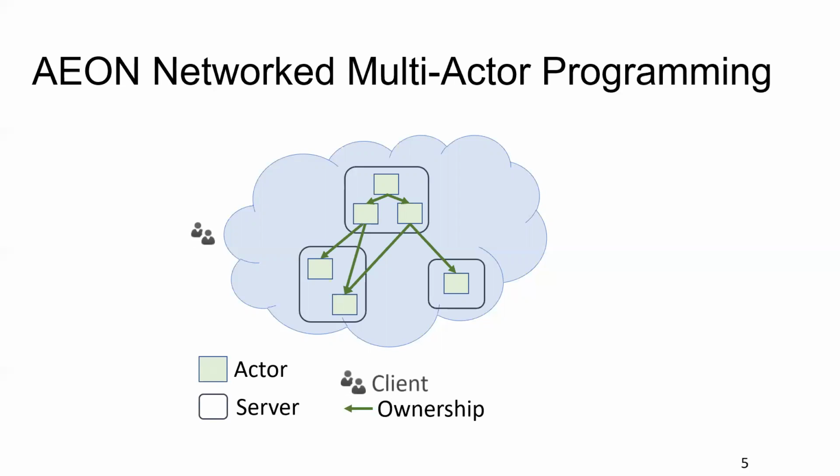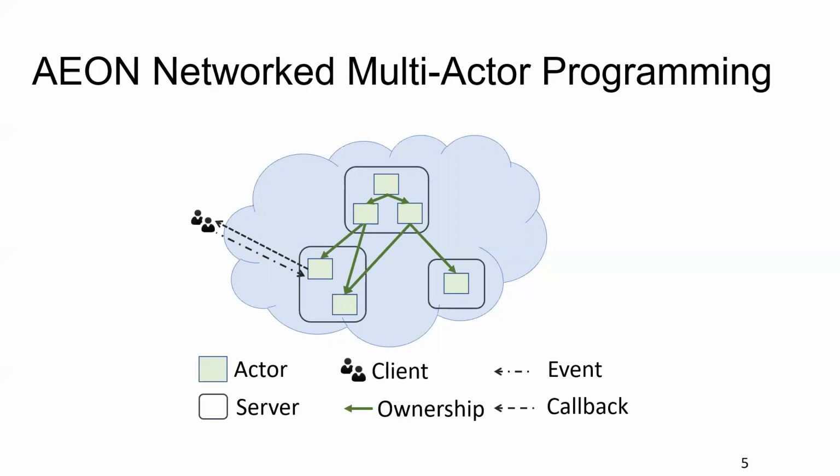So the client will send a request to an actor. This request is also called an event in AEON. After this event is finished, it will use a callback method call to return to the client. In AEON, an event can also access multiple actors. For example, one event lands on an actor. Later, it can access other actors through the ownership by calling sync or async method calls. After it's finished, it also uses a callback method call to return to the client.